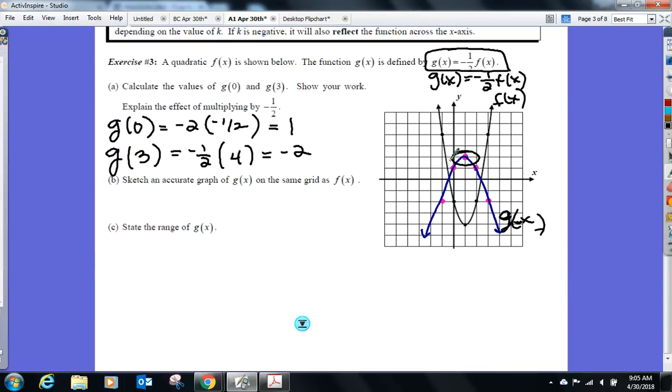And then does it go less than or greater than 2? All your y values, do they get smaller than 2 or bigger than 2? They get smaller, right? And there's no ending to it, right? Because it's a parabola, right? So we're going to say the range is y is less than or equal to 2.